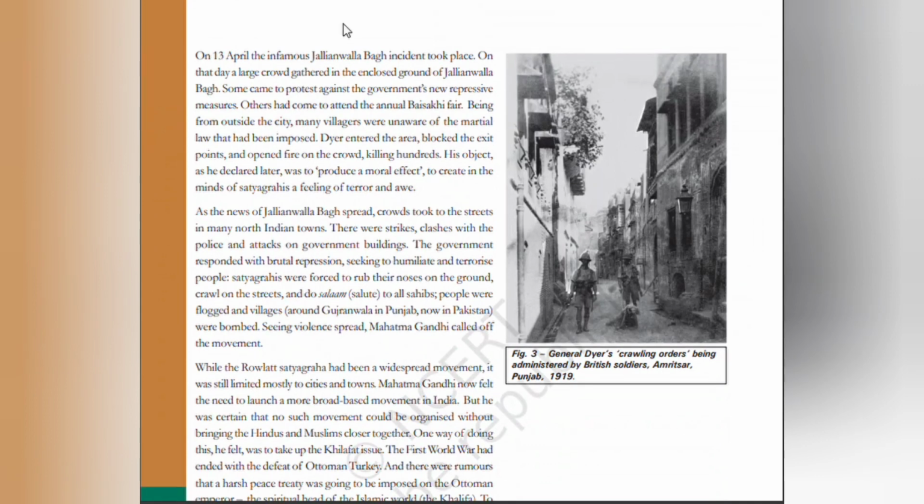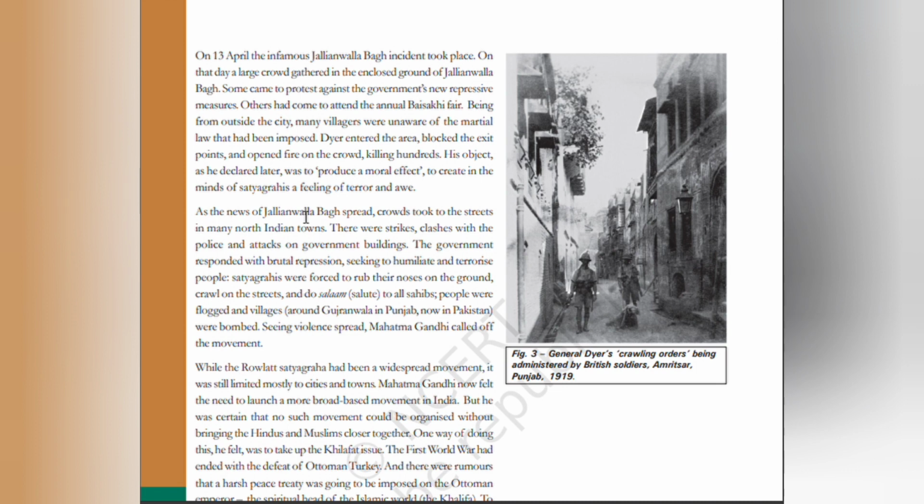On 13th April, the infamous Jallianwala Bagh incident took place. On that day, a large crowd gathered in the enclosed ground of Jallianwala Bagh. Some came to protest against the government's new repressive measures. Others had come to attend the annual Baisakhi fair. Being from outside the city, many villagers were unaware of the martial law that had been imposed. Dyer entered the area, blocked the exit points, and opened fire on the crowd, killing hundreds. His object, as he declared later, was to produce a moral effect, to create in the minds of satyagrahis a feeling of terror and awe.